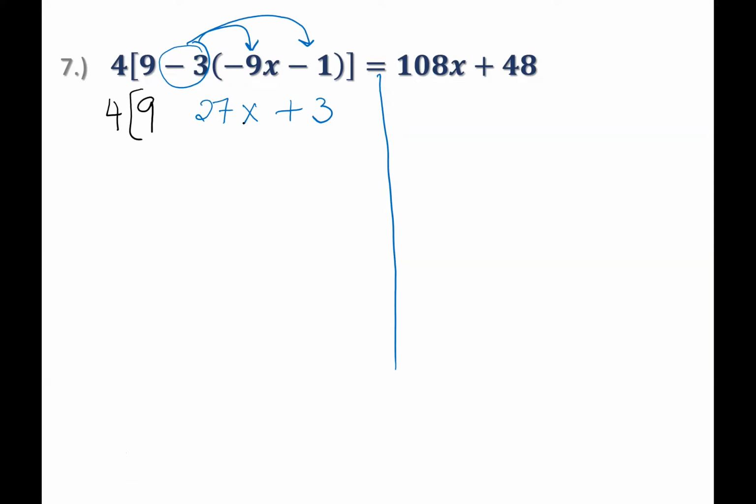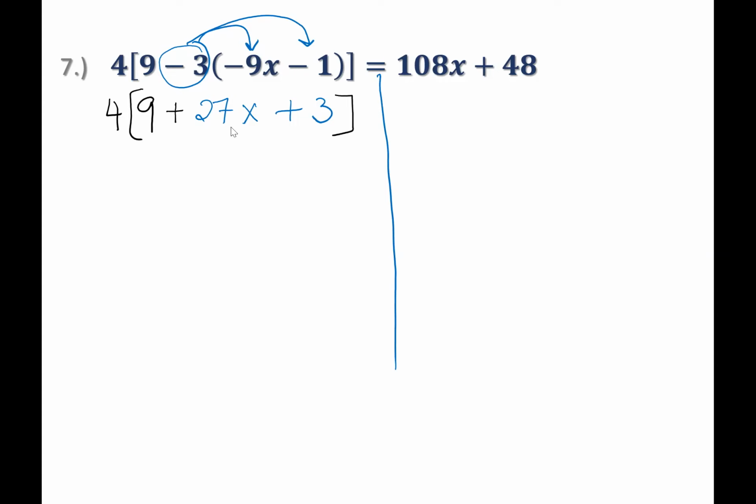And then I wrote 27x, and now there's kind of a space. What am I supposed to put there? Well, the 27 was positive, so I am going to put a plus sign. Okay, so here's what we have left. 4, square bracket, 9, plus 27x, plus 3. The parentheses are gone, but I do still have the square brackets.